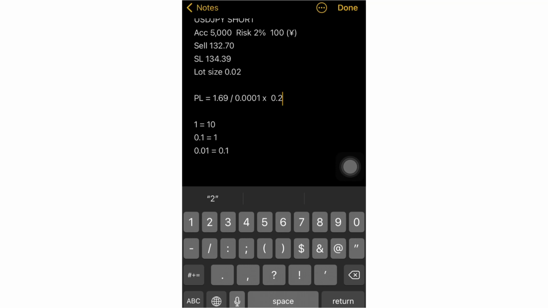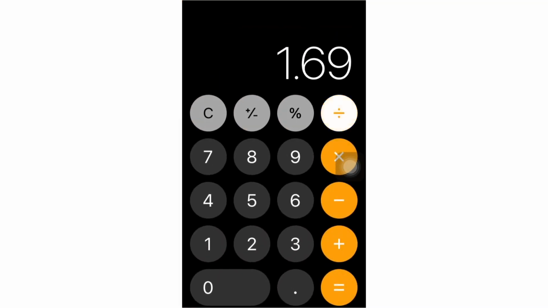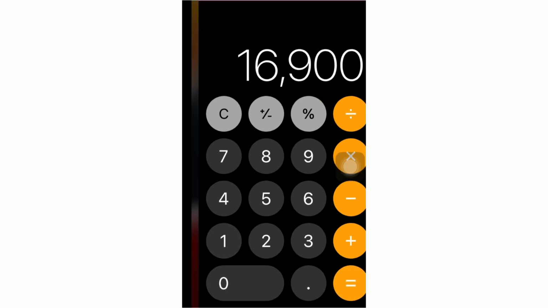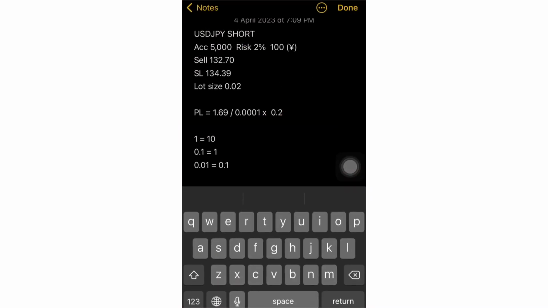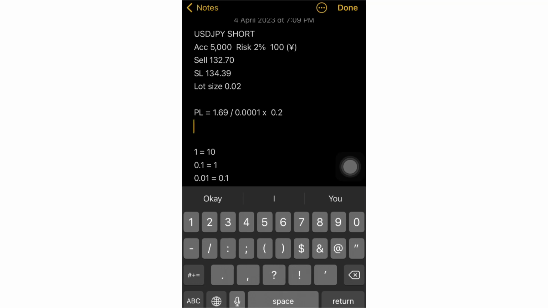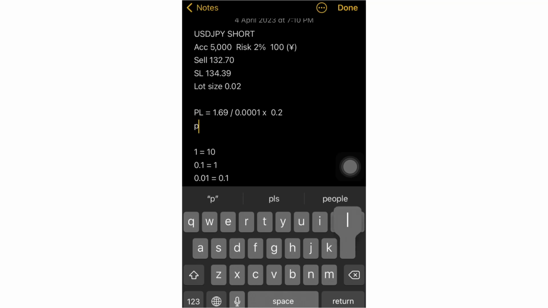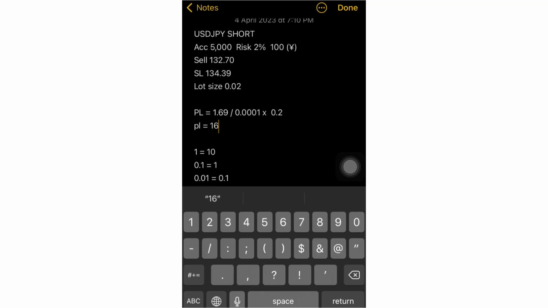Now, since we're using 0.02, we just need to divide this with 0.0001, and we have 16,000, right? 16,000 PL, profit and loss, 16,000. Actually, we're calculating loss.